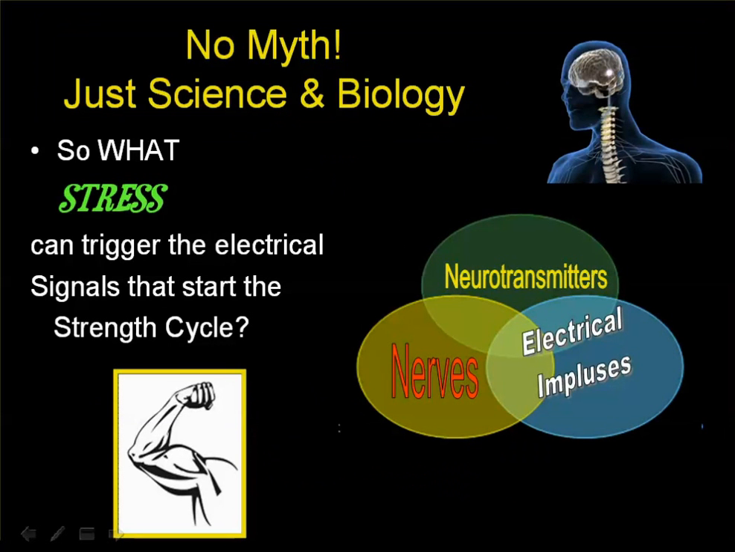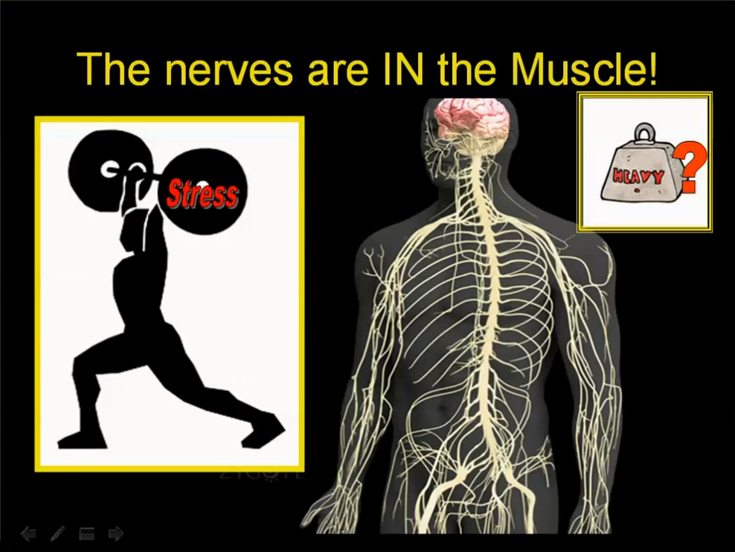Now, this is a quick review. It's no myth. It's just science and biology. So what stress can trigger the electrical signals to start that strength cycle, that muscle development cycle? Get those neurotransmitters moving, get those electrical impulses, get those nerves moving. Obviously, if the nerves are in the muscles, to stimulate the nerves and therefore the muscles, you must use stress. And again, we could use Volkswagens and semis. You can ask yourself, is doing 4 sets of 10 repetitions with 5-pound dumbbells going to create sufficient stress to stimulate your muscles to develop strength?